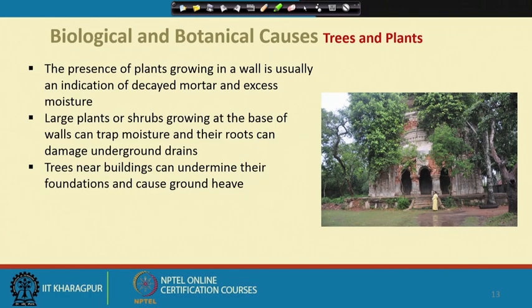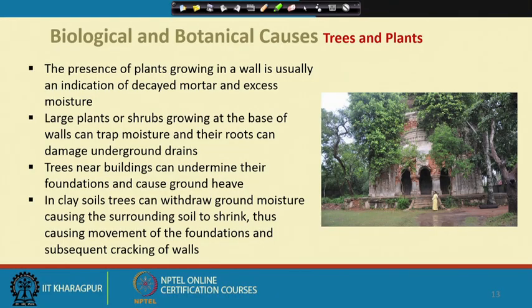Trees near the buildings can undermine their foundation and also cause ground heave, because when the trees spread a network under the surface, depending on the soil and where, it can cause a ground heave, which again puts a thrust on the structure. So these are all certain damage or types of decay happening. This is a snowball effect, causing further problems, and further problems.